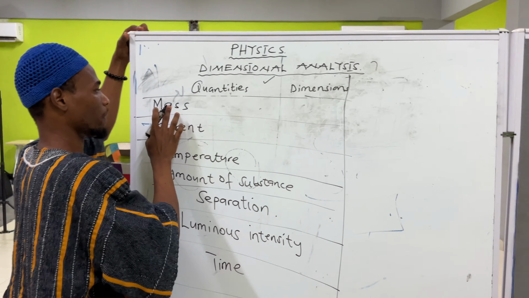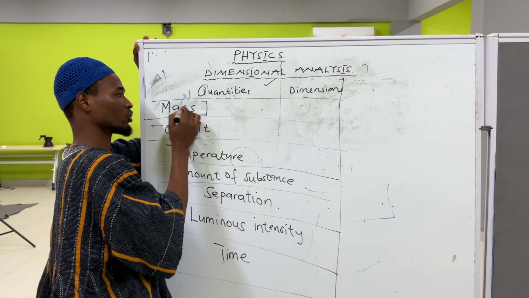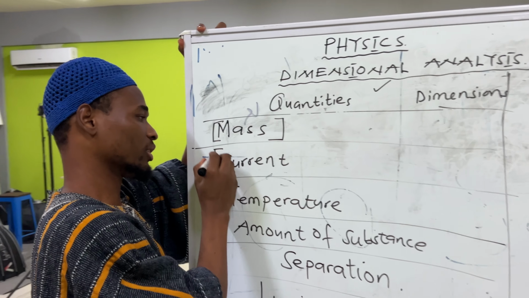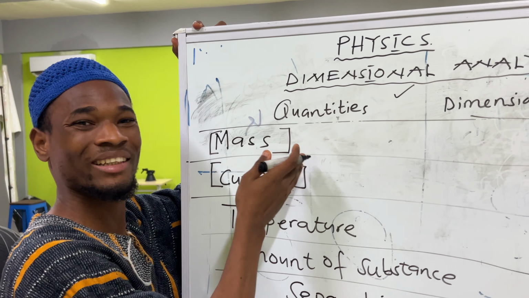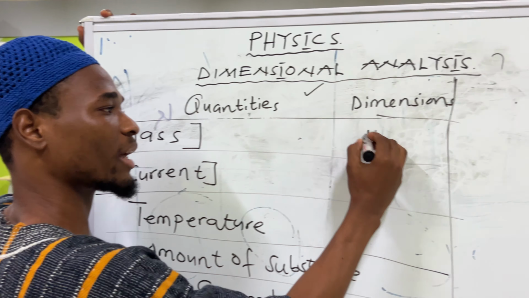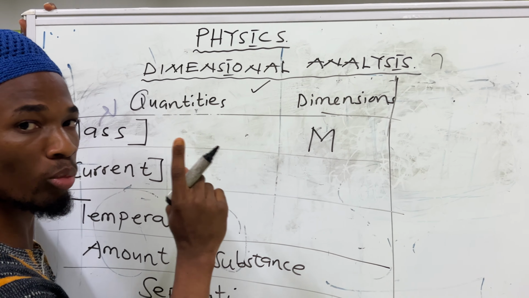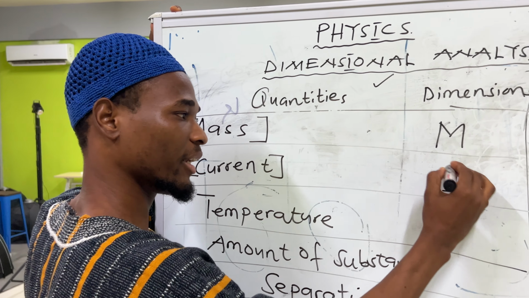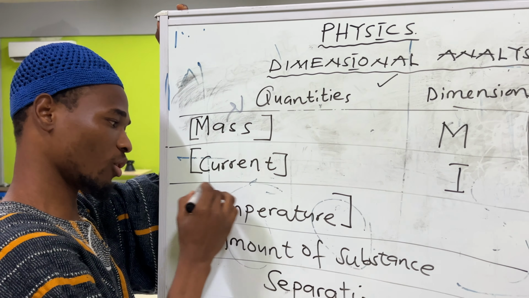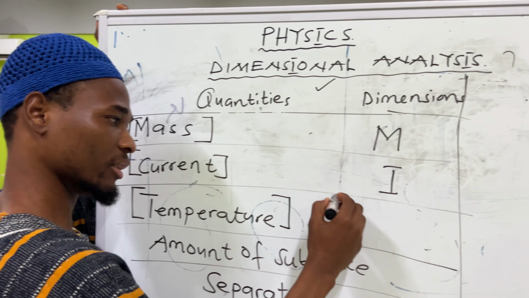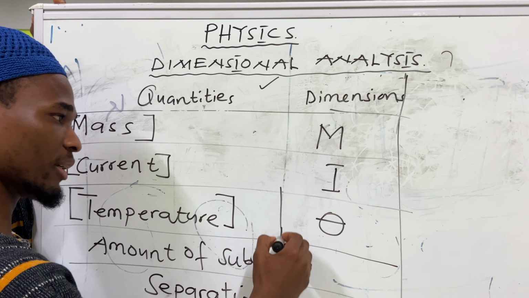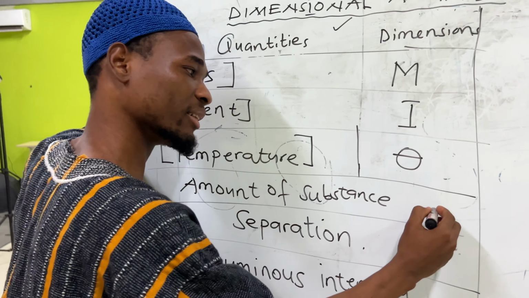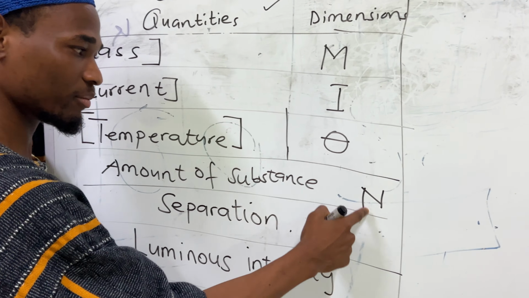So I'll put this in square brackets. Then I'll put this in square brackets to mean I'm taking the dimension. So mass here will be capital M, please, not small m. The dimension of current is capital I. Then the dimension of temperature is theta. The dimension of amount of substance is capital N.